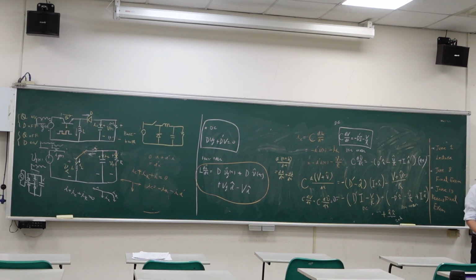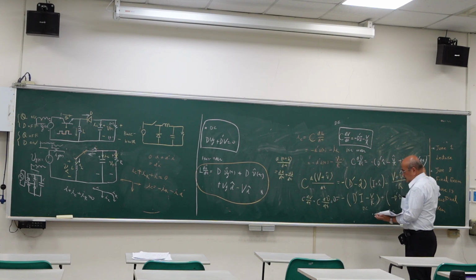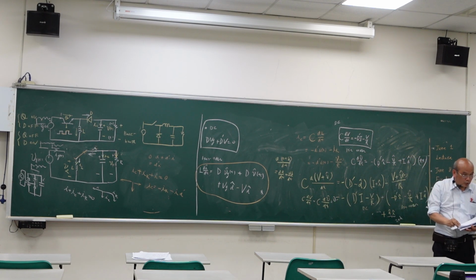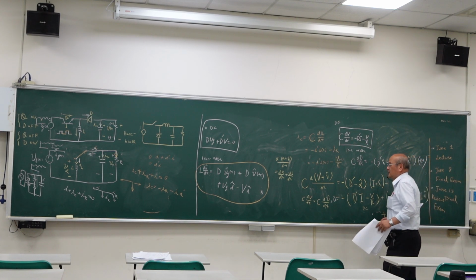Second step. So how many equations do we have? We have inductor voltage. We have capacitor current. And we can have a relationship to show the first order. So here is the first order. So how many equations do we have? 2 equations, right? So how about another one?